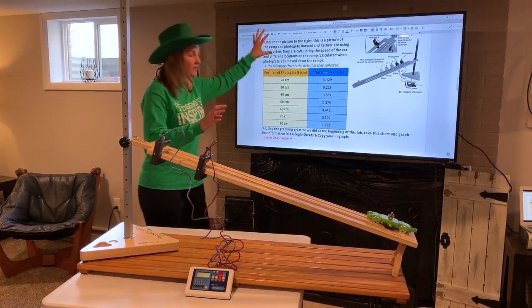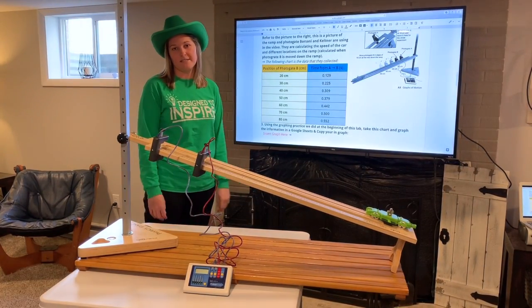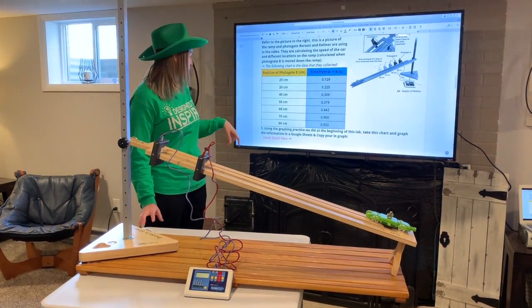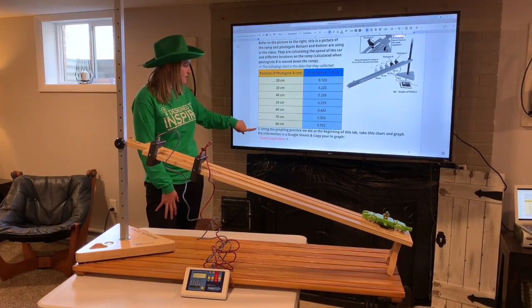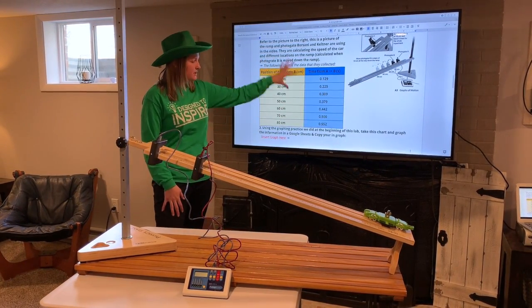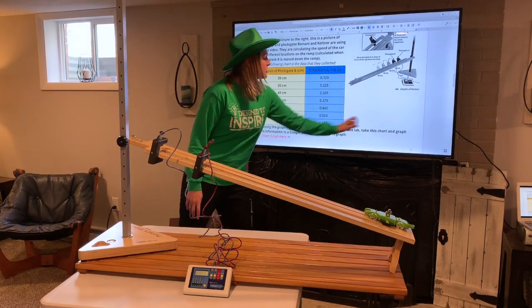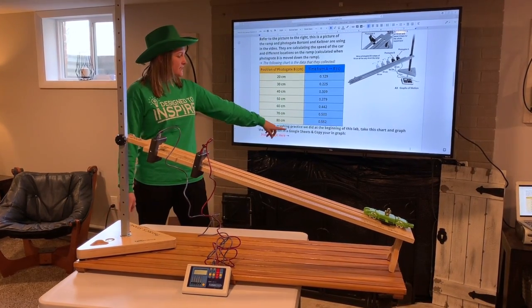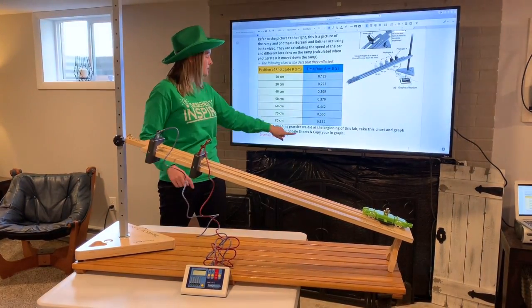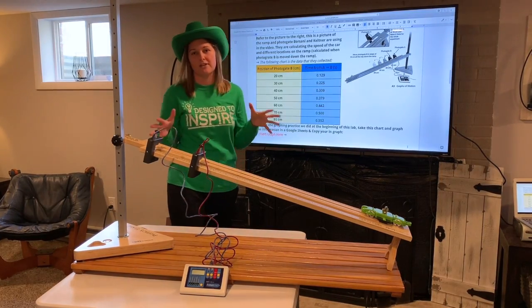We already did the graph and data for you, so now we're moving on. Step 3 says, using these numbers, you're going to take this chart and graph the information. Just like we did in the beginning, you're going to go to Google Sheets and create your own graph for our data.